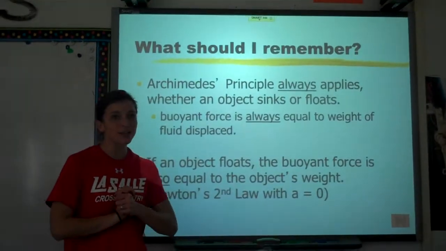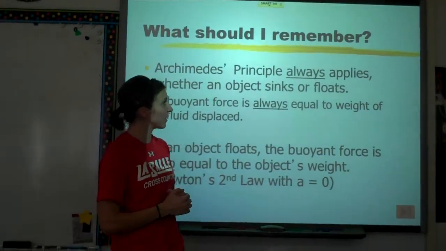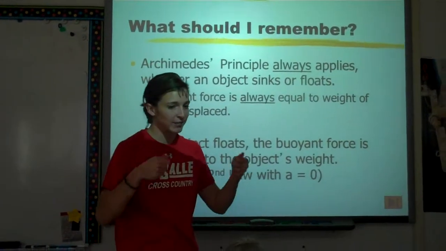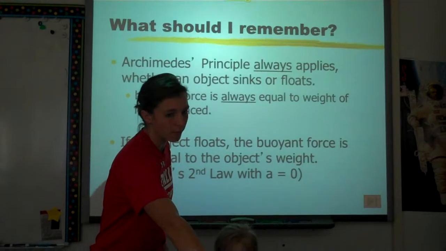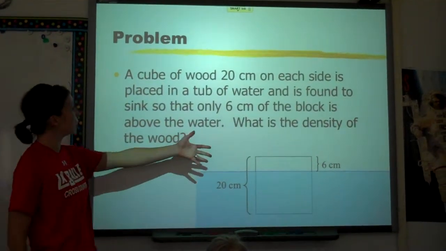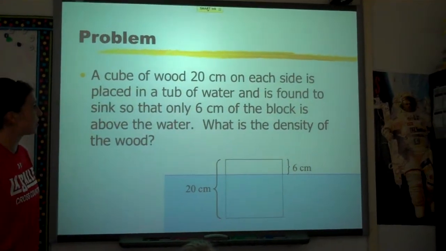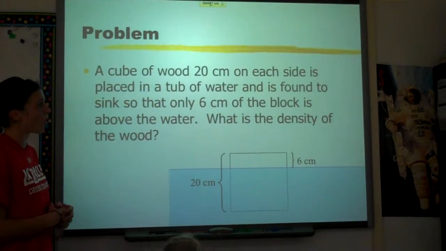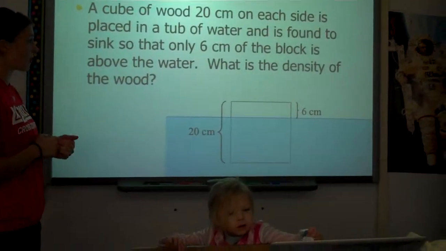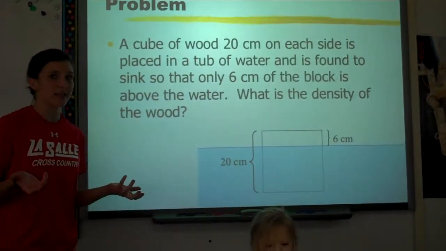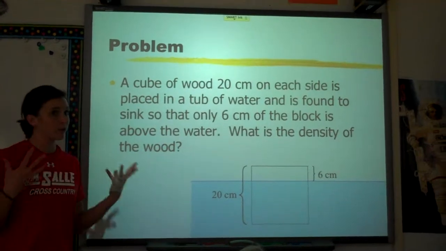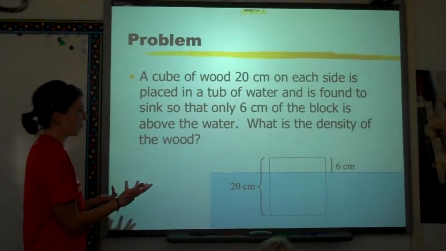Okay, so we're actually going to jump into a problem that we can solve dealing with buoyancy, so that we can actually just get our hands dirty with how to solve a problem dealing with buoyancy. Here's the problem. A cube of wood, 20 centimeters on each side, is placed into a tub of water and is found to sink so that only 6 centimeters of the block is above the water. What is the density of the wood? So, this might seem really overwhelming. How would I even figure that out?